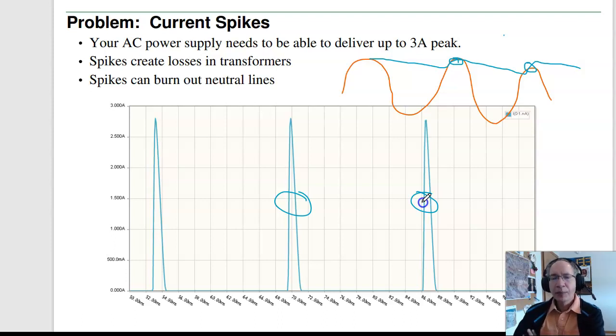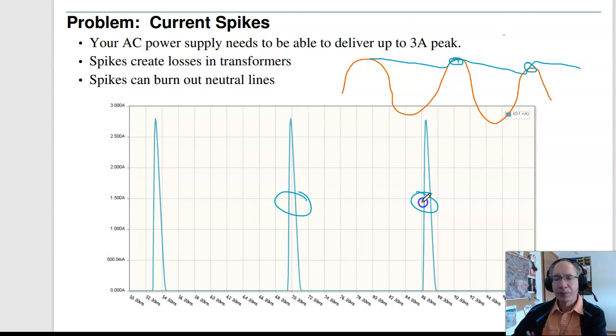Now the problem is that spikes have high frequency components in them. If the current from a transformer has spikes on it, I'm going to produce losses: eddy current losses, hysteresis losses, the high frequency losses in the transformer. So I've reduced the efficiency of the overall system. I've just transferred the losses over to the transformer rather than my house with my light bulb.